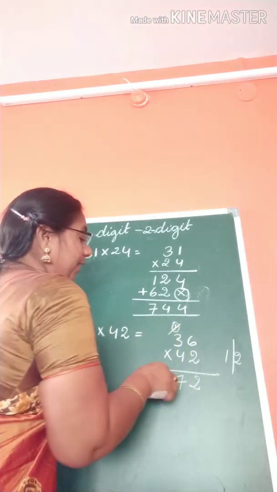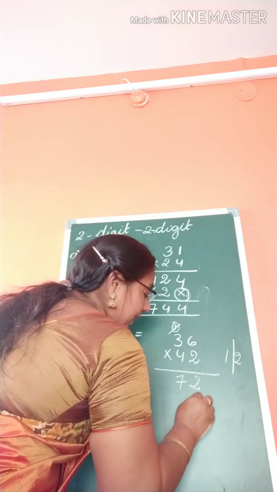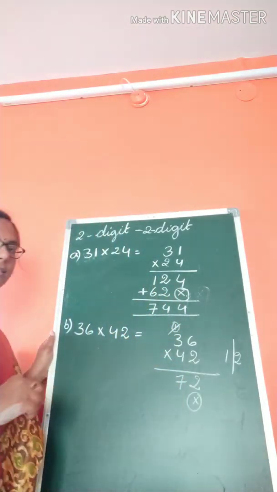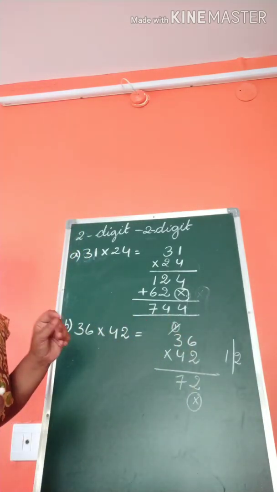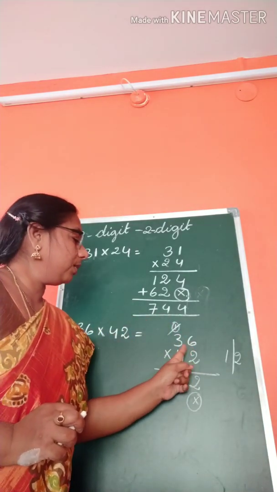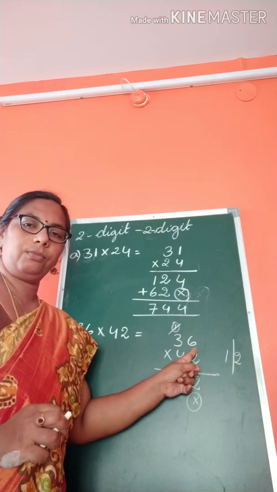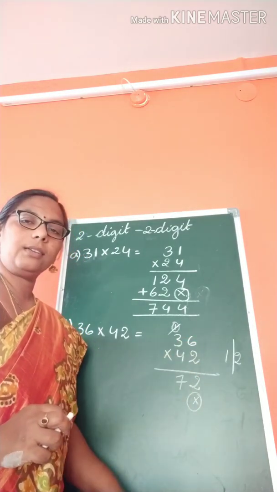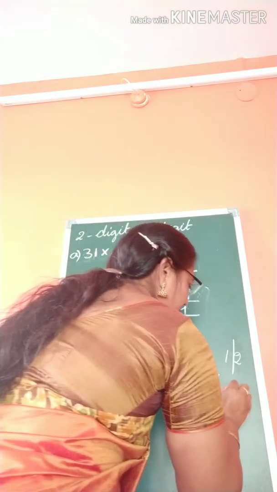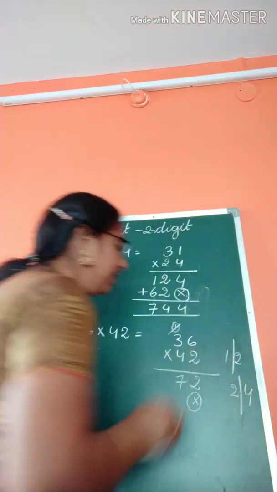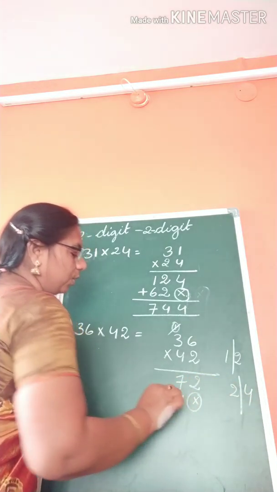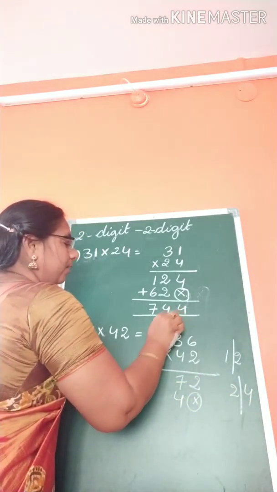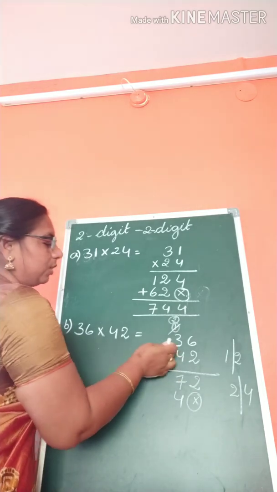So strike it out, and what we have to do? We have to strike out the number in the first place. Now multiply with the 4. 4 6s are 24. Very good. Which number do we have to write down? The number on the right hand side, that is 4, you have to write down, and 2 should be carried to the next place.